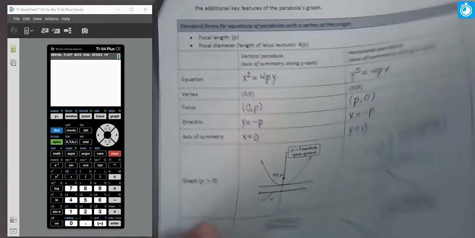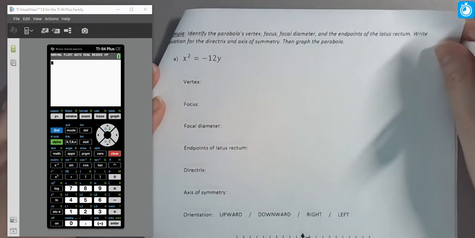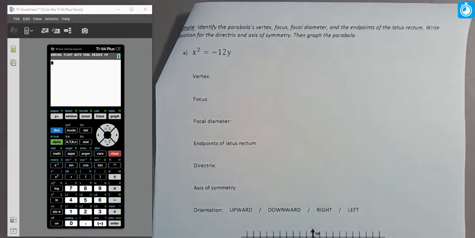Okay, so let's look at a couple of examples. So we want to identify each parabola's vertex, its focus, its focal diameter, and then the end points of the latus rectum, that line segment that's going to take us across from one side of the graph to the other. And then we also want to write the equation for the directrix and for the axis of symmetry, those other lines that give us information about our graph. And then from that, we're going to graph the parabola.